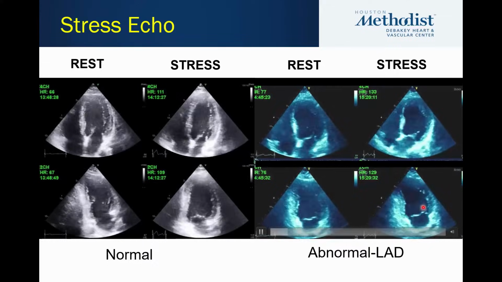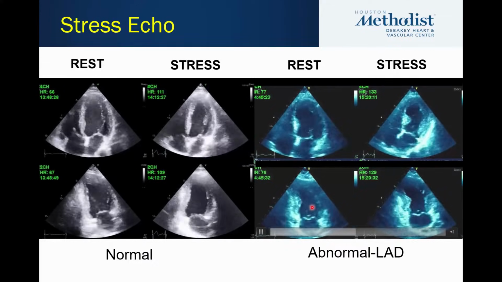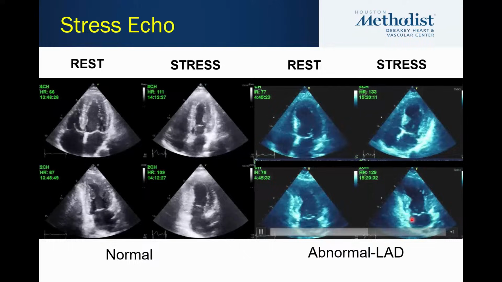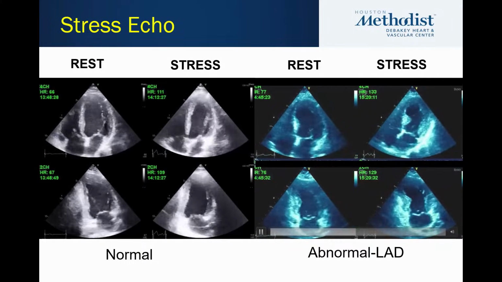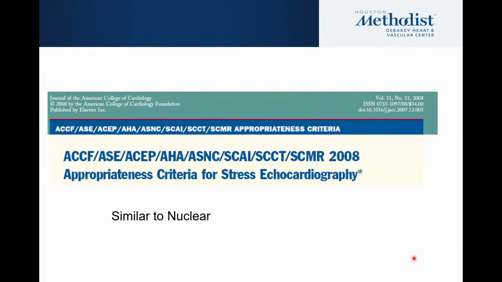So this is one of the first things that you're going to be looking for: the size of the cavity at end systole, and do you have any regional dilation in systole compared to the resting picture.